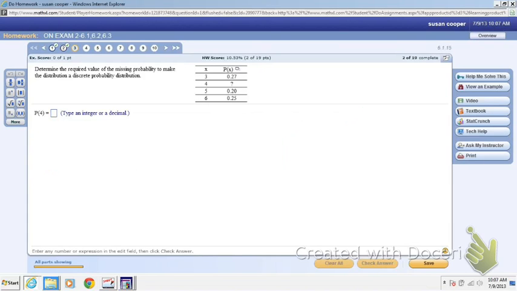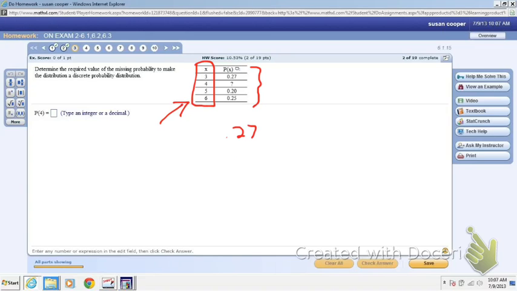Okay. This one says determine the required value of the missing probability to make the distribution a discrete probability distribution. So again, your eyeball should go right to those probabilities. You should also look at the variable x. It's obvious that the variable x takes on clearly separated values, hence a discrete random variable. But here we need to figure out what would we need to make 100%.